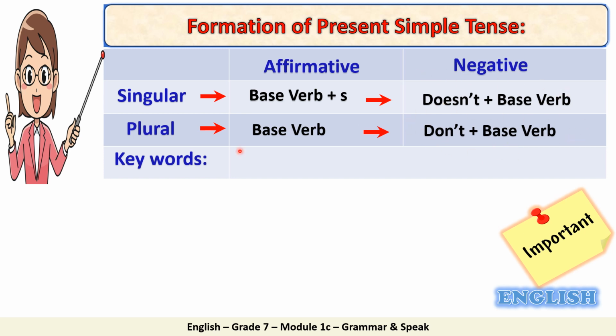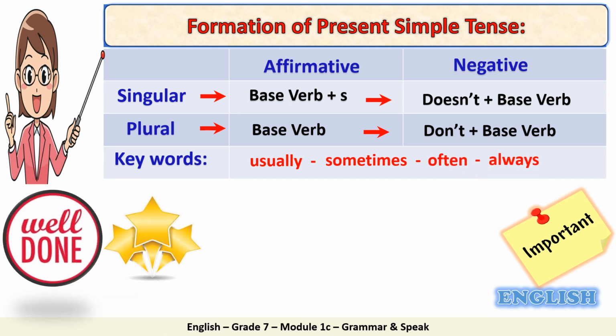Excellent again. What about the keywords? Do you remember the keywords that are usually used with the present simple tense? Let's find out. Usually, sometimes, often, always. Well done, students. All your answers are correct.